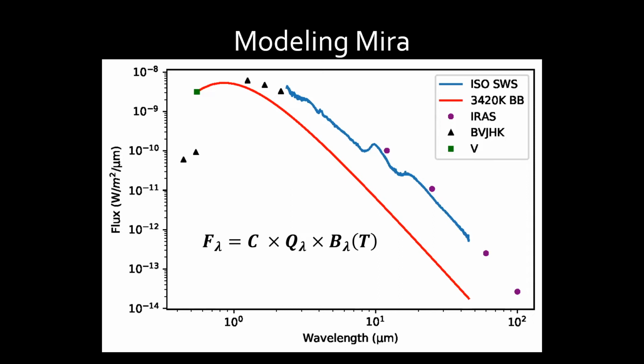Looking at our equation for flux, keep in mind that the Q value times the Planck function covers all the wavelengths. While silicate dust gives off most of its emission at the two peaks, there is still emission in all wavelengths, and it is temperature dependent.